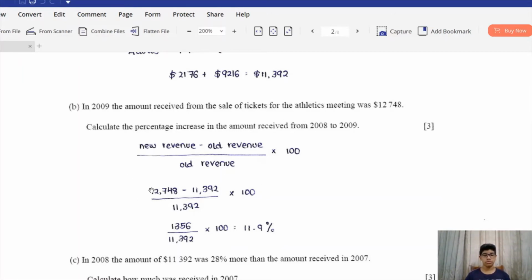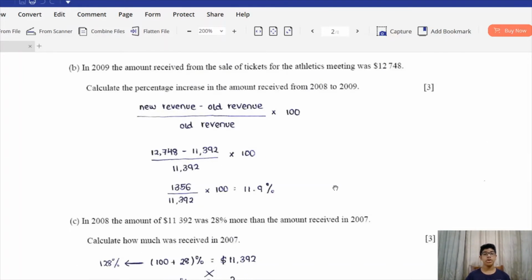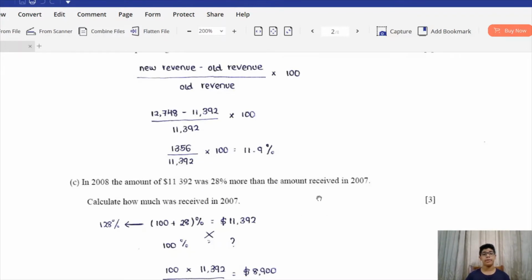So let's solve the numerator part, and that is 1,356 over 11,392 times 100. Solving this in your calculator gives us 11.9%, three significant figures. So that's the percentage increase in the amount received from 2008 to 2009.